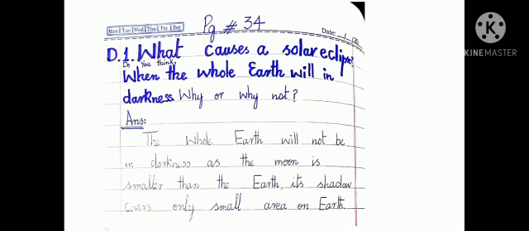On page 34, some questions are given. What causes a solar eclipse? Do you think the whole earth will be in darkness? Why or why not? The whole earth will not be in darkness as the moon is smaller than the earth. Its shadow covers only a small area on earth.